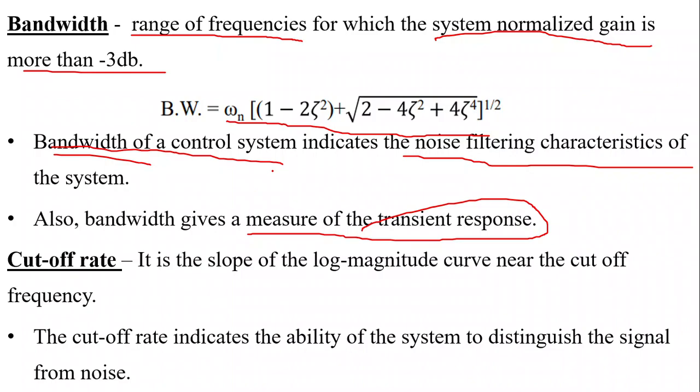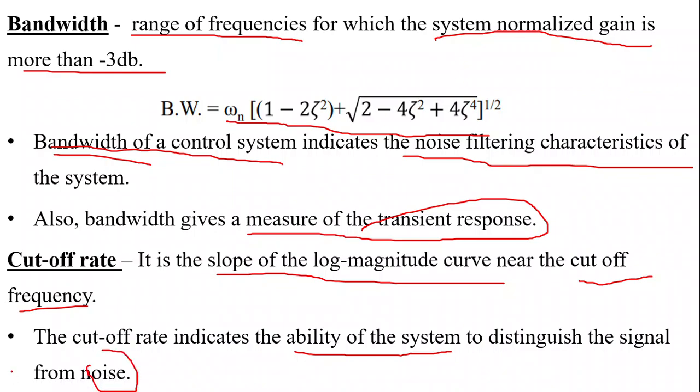The next specification is cutoff rate. The cutoff rate is the slope of the log magnitude curve near the cutoff frequency. The cutoff rate indicates the ability of the system to distinguish the signal from the noise.